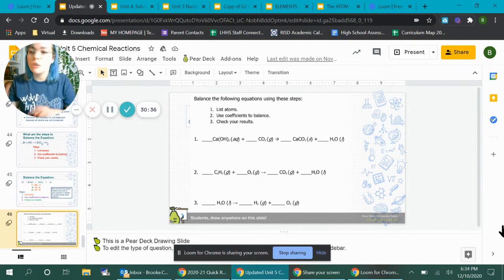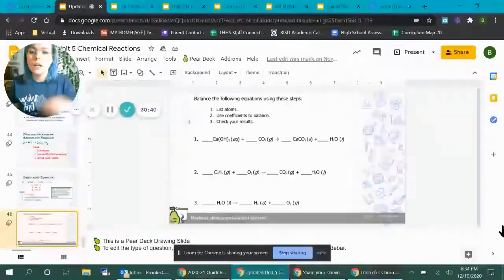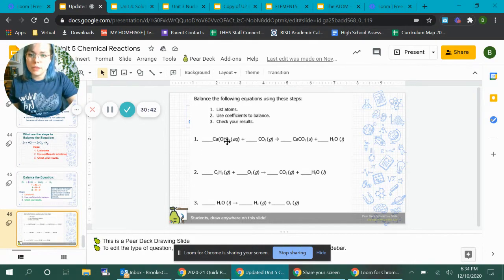Make sure you're multiplying your coefficients by your subscripts, okay? And this subscript applies to both the oxygen and the hydrogen in this parentheses. Keep that in mind.